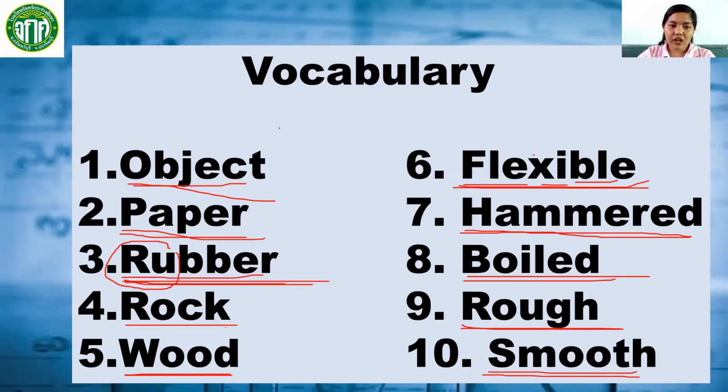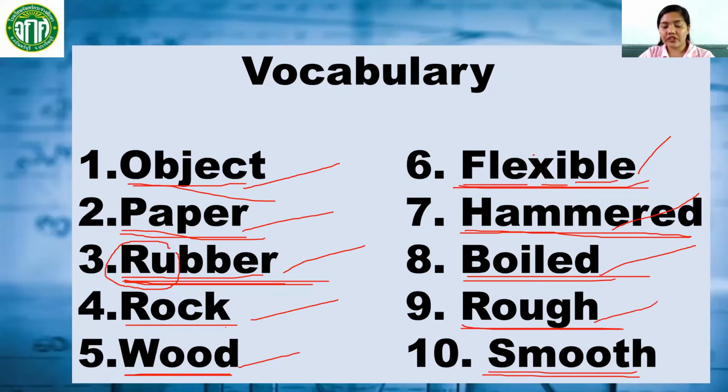You follow teacher. Number 1, object. Paper. Rubber. Rock. Wood. Flexible. Hammered. Boiled. Rough. Smooth. Okay, so these are the vocabularies for our topic today. Let us move on to the discussion. Everyone, please behave and listen to teacher.